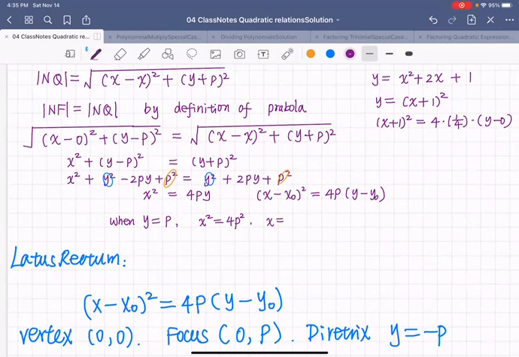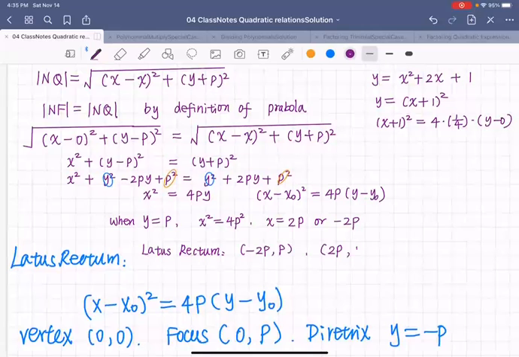X will equal 2p or negative 2p. Now the lattice rectangle. You may also have to know this new word, and remember how to spell it. Lattice rectangle, 2 points. Your left point is negative 2p, p. The other point is positive 2p, p, correct?